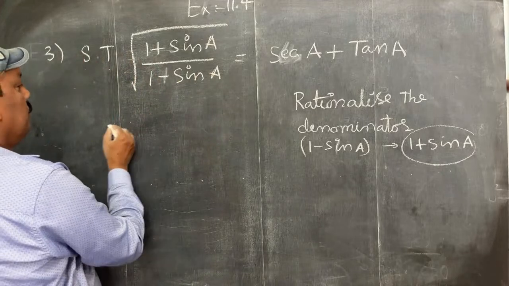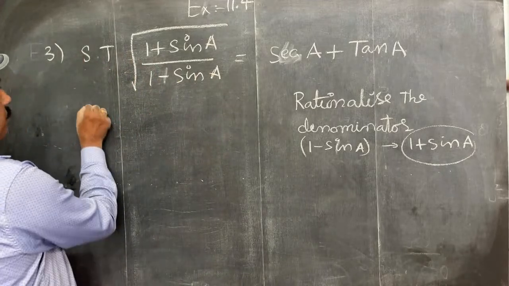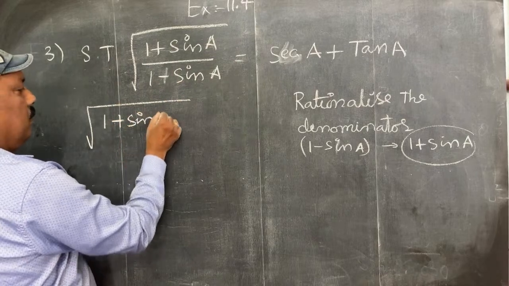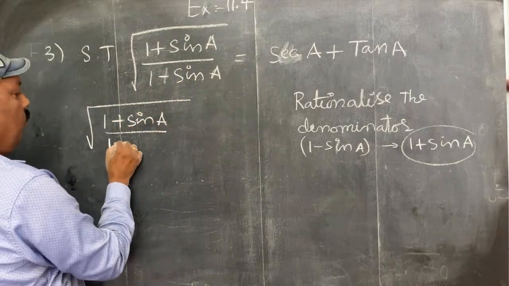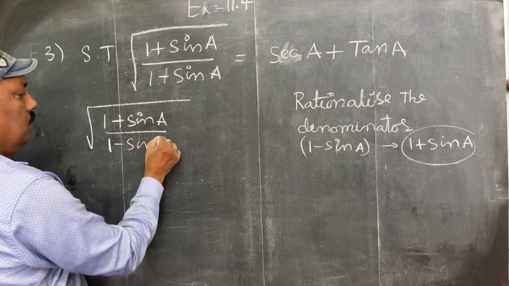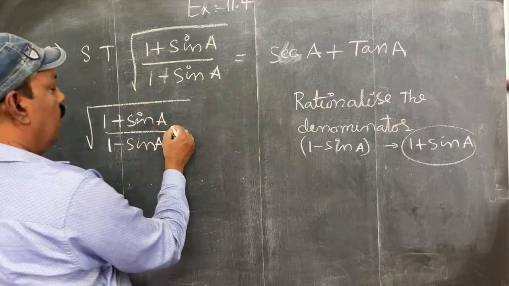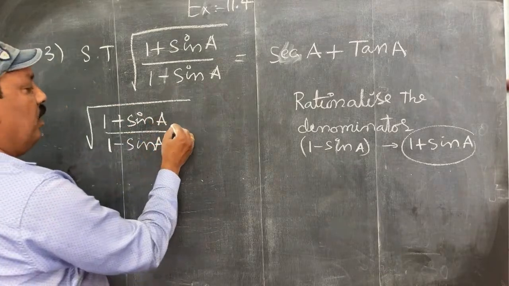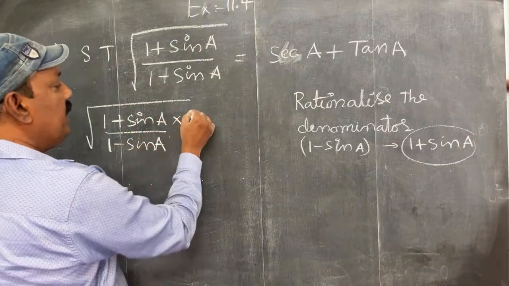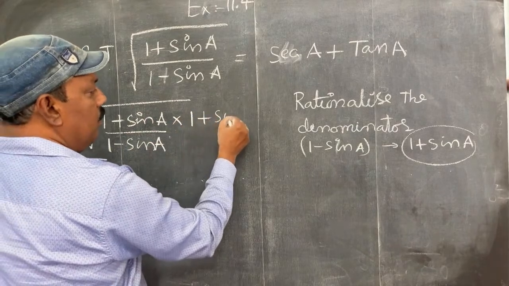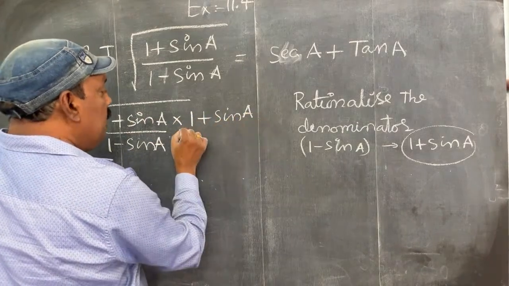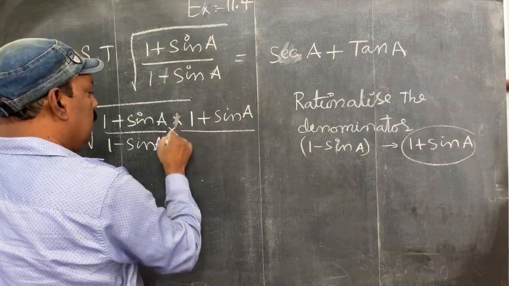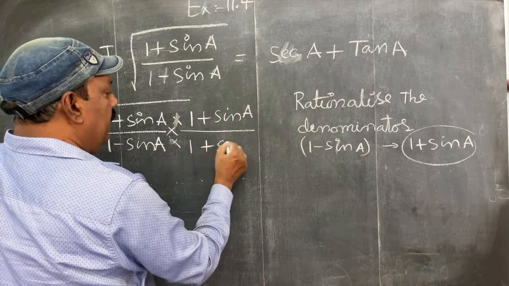So now I am taking this one, 1 plus sin A by 1 minus sin A, rationalizing on both sides with the denominator. What sign does the denominator have? You have to take the opposite sign. What is the opposite sign? 1 plus sin A, 1 plus sin A on both sides. You have to multiply with the denominator also. So 1 plus sin A.